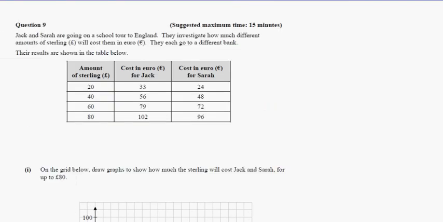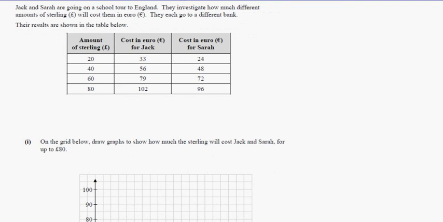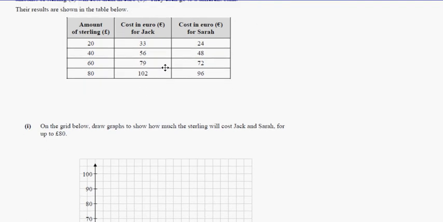Okay, so we have question 9 here. Jack and Sarah are going on a school tour in England. They investigate how much the amount of sterling will cost them in euro. They each go to a different bank. The results are shown in the table below. On the grid, draw graphs to show how much sterling will cost Jack and Sarah for up to €80.